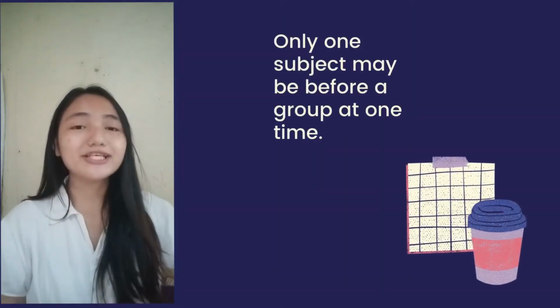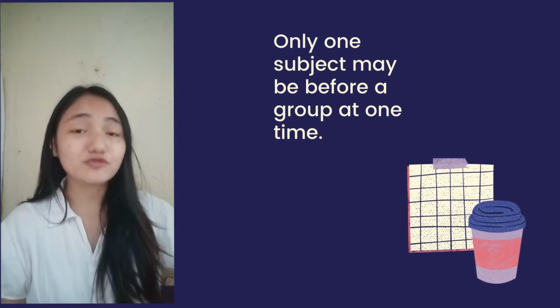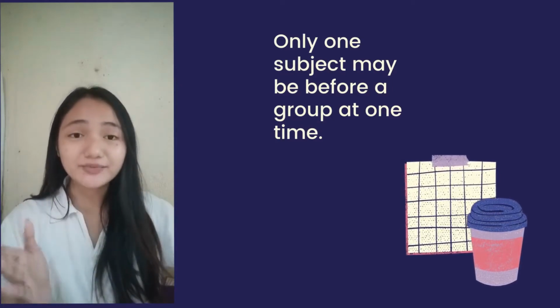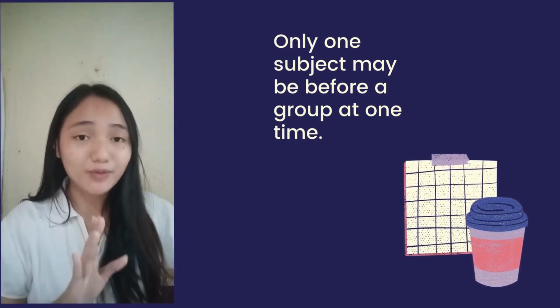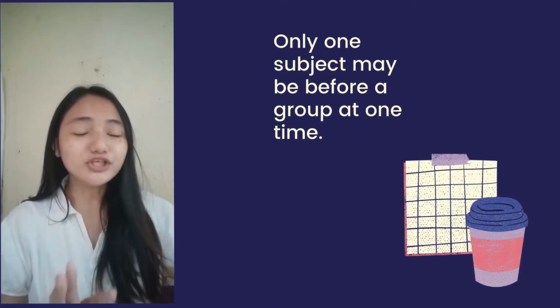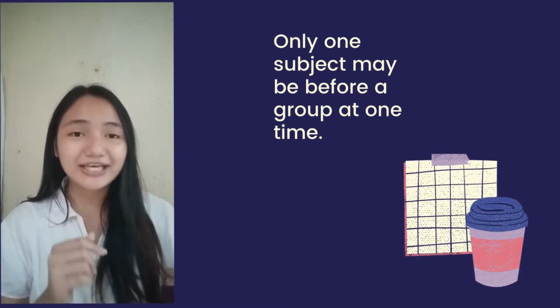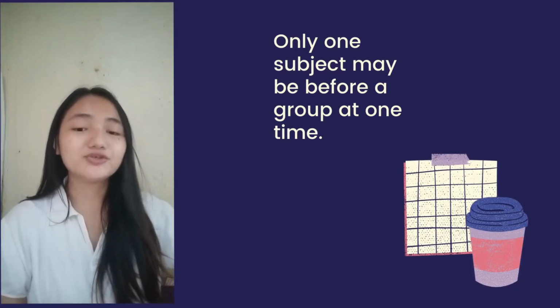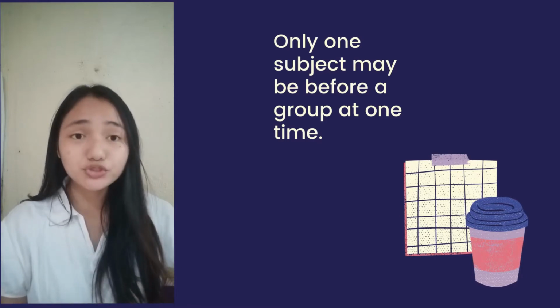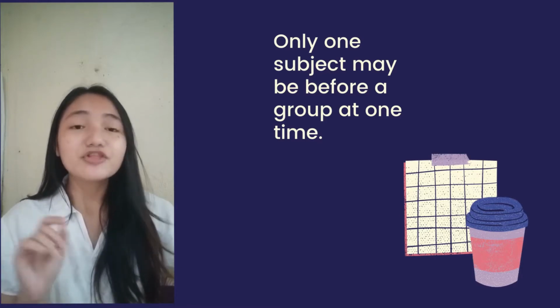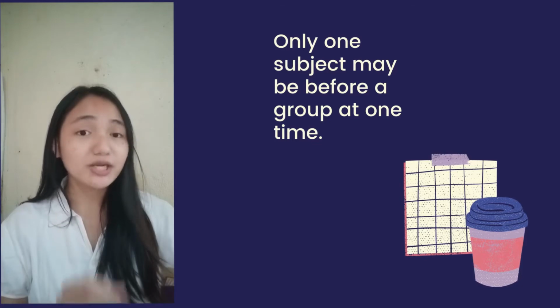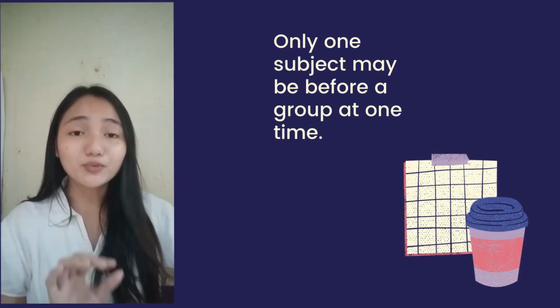Now let's have the basic rules. The first one is only one subject may be before a group at one time. Each item to be considered is proposed as a motion, which usually requires a second before being put into a vote. Once a motion is made and seconded, the chair places the question before the council by restating the motion.